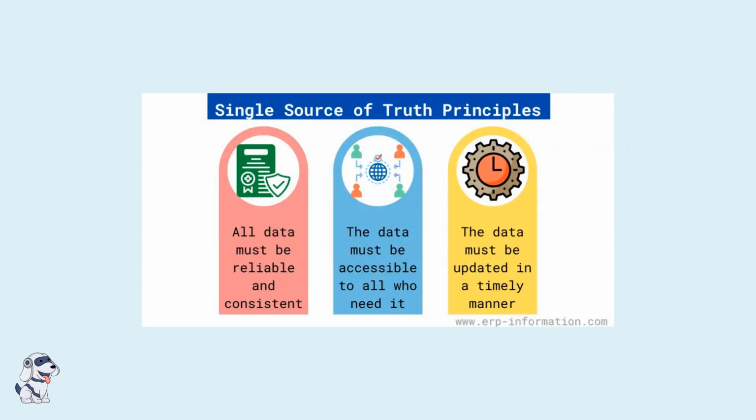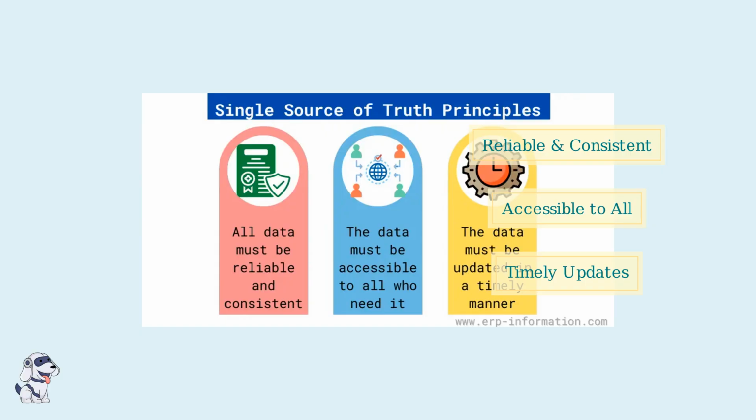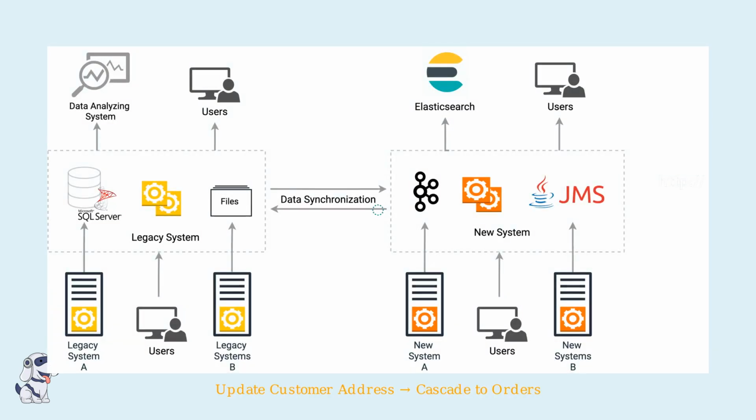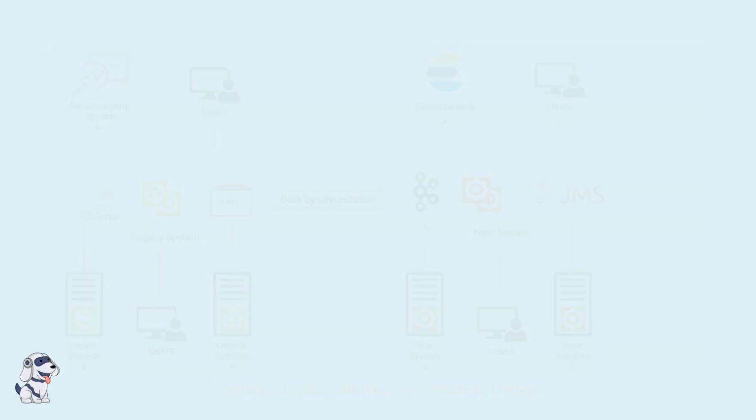The single source of truth principle requires that data is reliable, accessible to all who need it, and updated in a timely manner, eliminating conflicts and ensuring everyone works with the same accurate information. Data synchronization processes ensure that changes in one table automatically reflect in related tables. For example, updating a customer's address cascades to all their orders, maintaining consistency, and avoiding conflicting information.